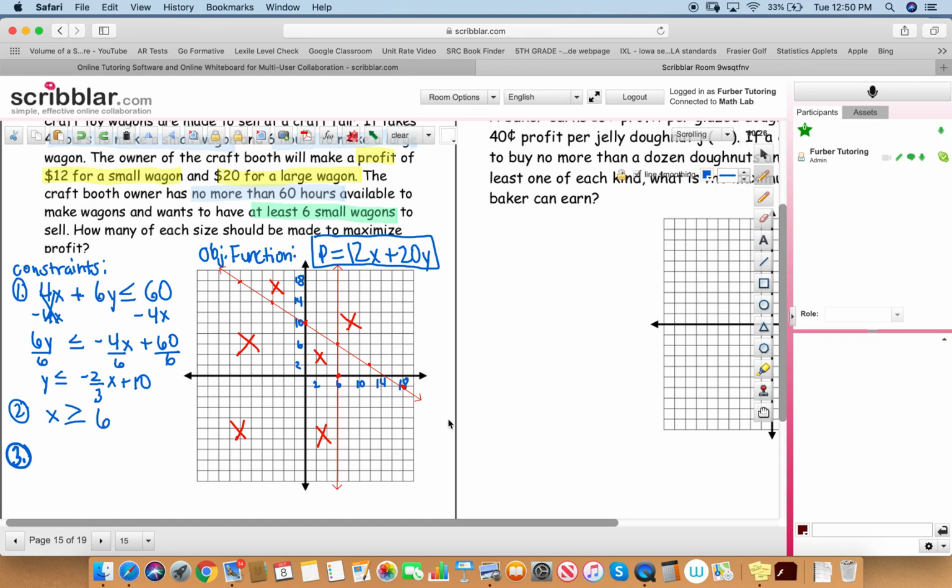In real life examples, he is going to make small wagons and large wagons. But the smallest amount of wagons he can make of either kind is 0. He can't make a negative number of wagons. So number 3 and number 4 kind of go together. The number of small wagons has to be at least 0 or higher because you can't make a negative amount. And the same thing for the large wagons. They have to be greater than or equal to 0. These are kind of understood.